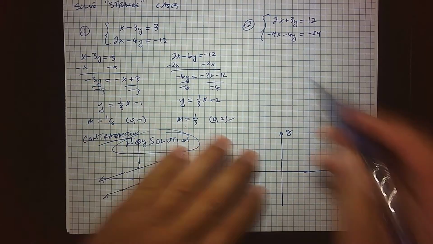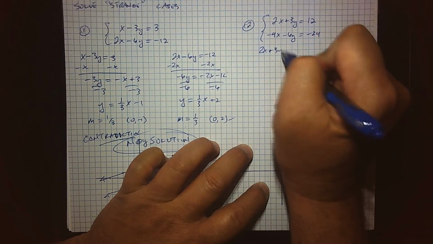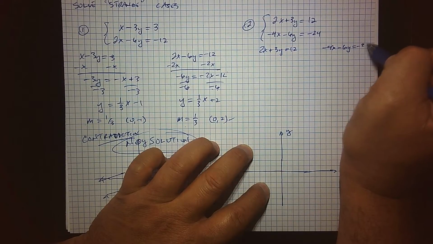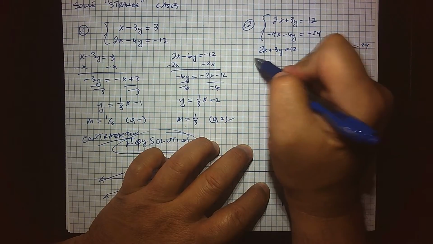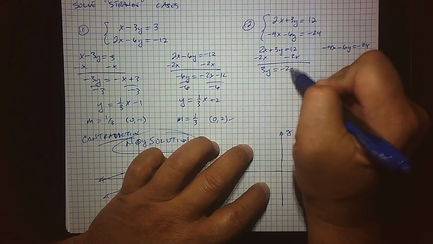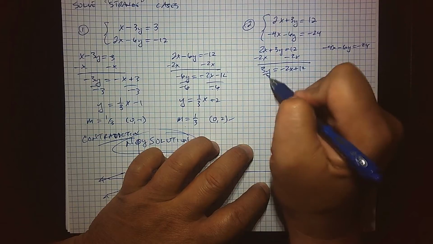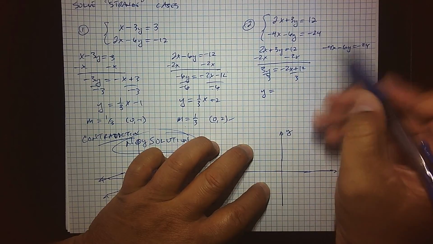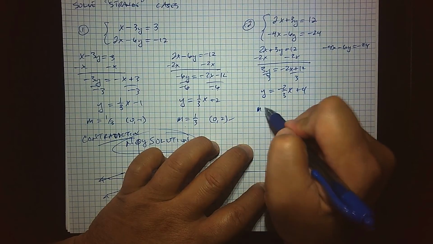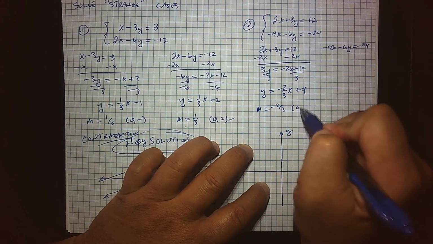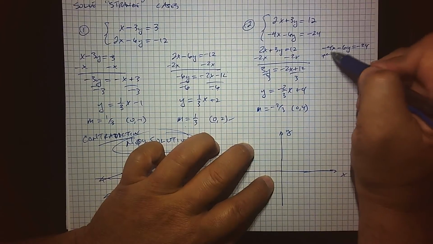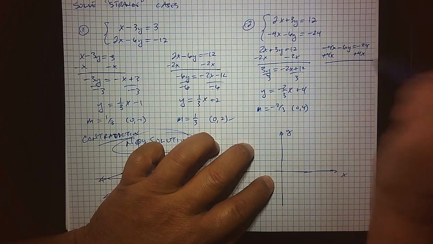Well, again, let's go ahead and take each equation here and start converting them into slope-intercept form. So we'll begin by subtracting 2x. That gives us 3y equals negative 2x plus 12. If I divide by 3, we get y equals negative 2/3 x plus 4. So slope is negative 2/3. Y-intercept is (0, 4).